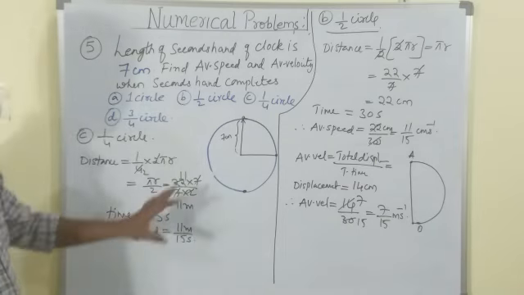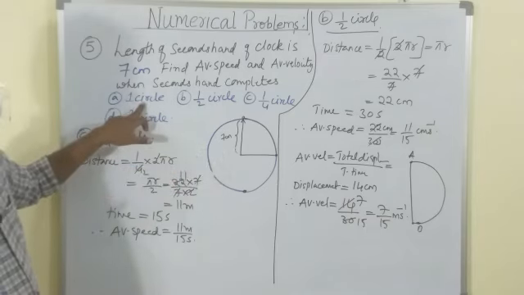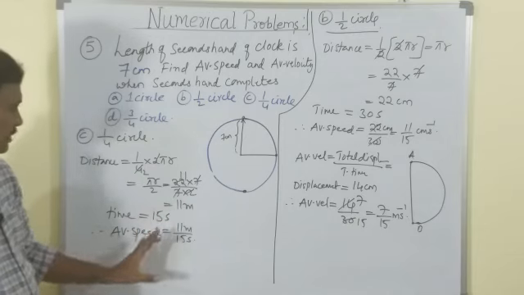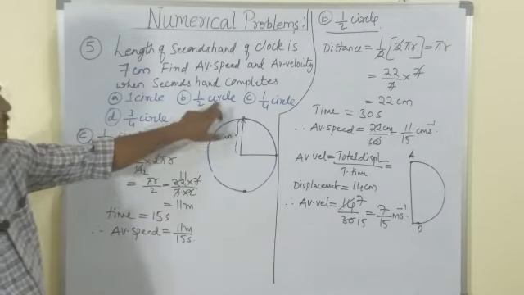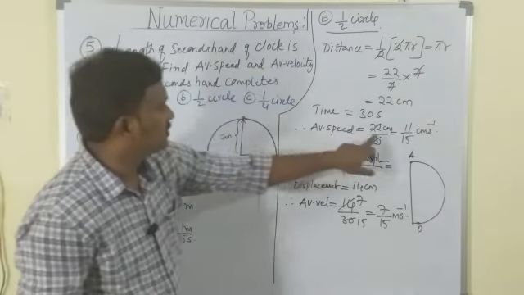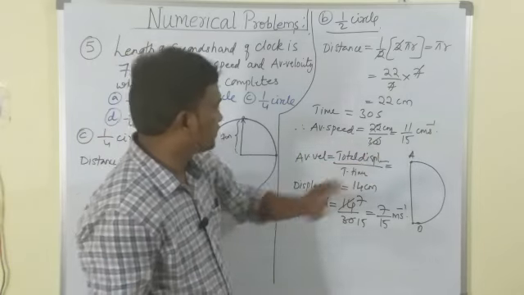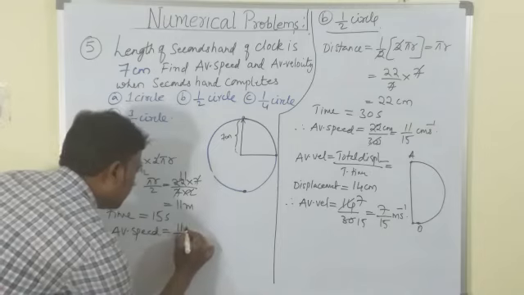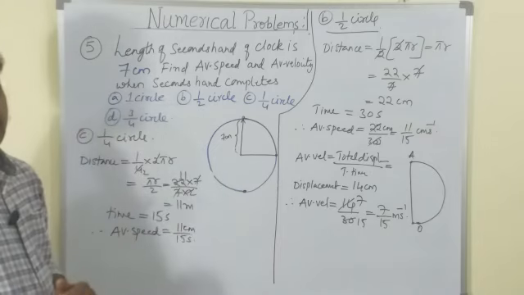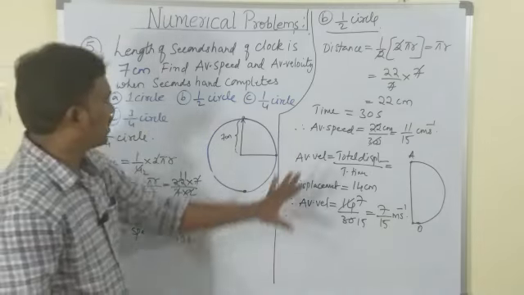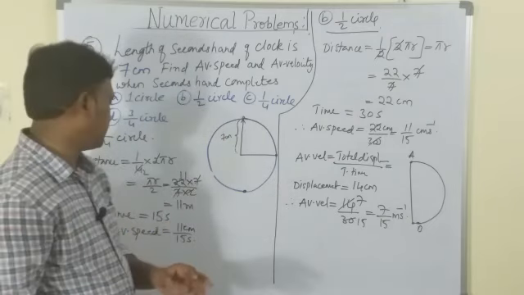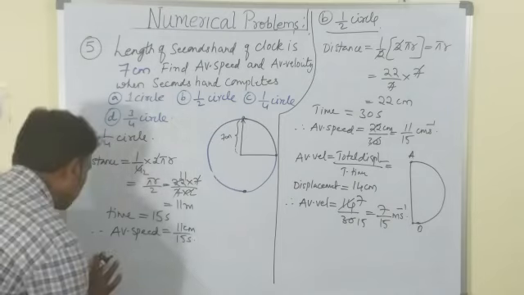I think you have observed that in the first circle, the average speed was 11 by 15 meters per second, and for the second, the average speed is 11 by 15 centimeter per second, and here also we are having 11 by 15 centimeter per second. Okay, so here we can observe that the speed is constant, but the velocity is changing. So let us see the average velocity now.